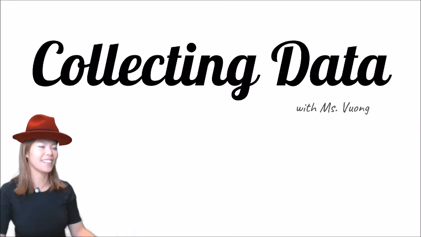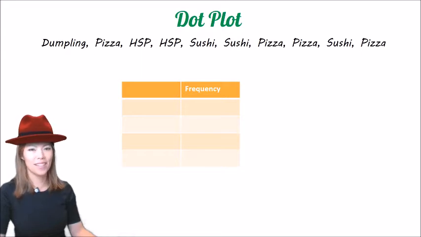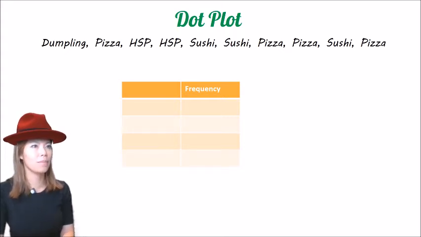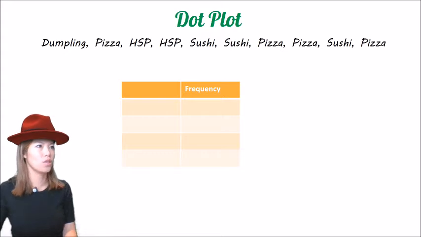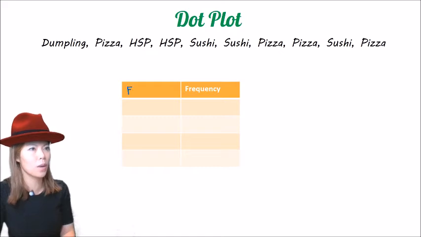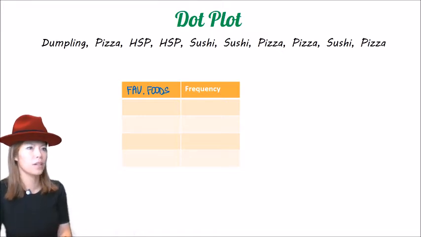Everyone, today we're going to be looking at collecting data. Let's have a look at the first example and see how we do a frequency table and a dot plot. First of all, let's see how many things there are. We have dumplings, pizza, HSP, sushi, and those are the categories that we're going to put in there. They're favorite foods. So the name of the topic here, favorite foods, we're going to put it at the top of that column. Then we're going to fill it in.